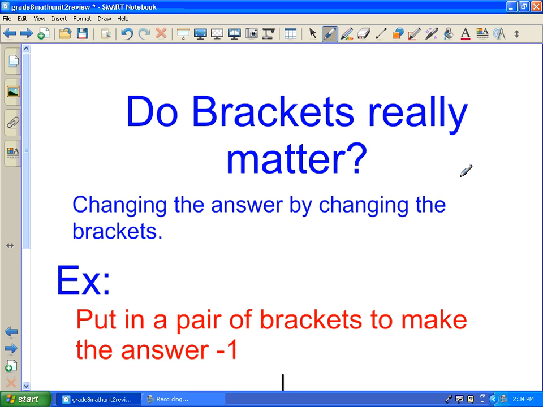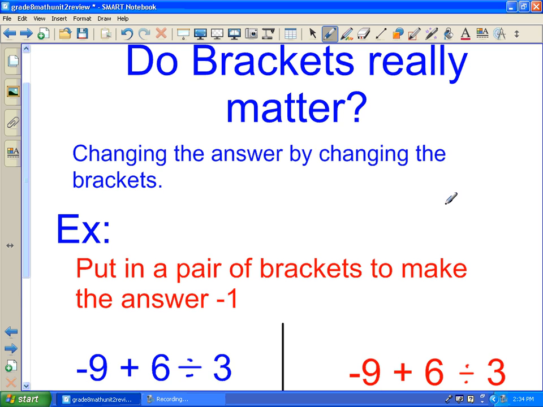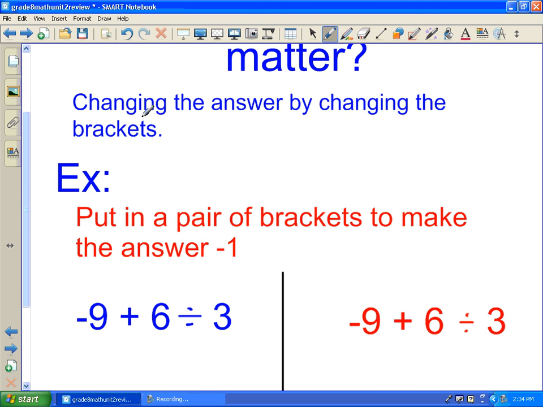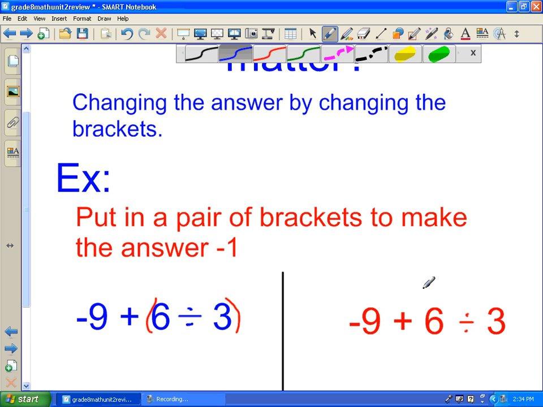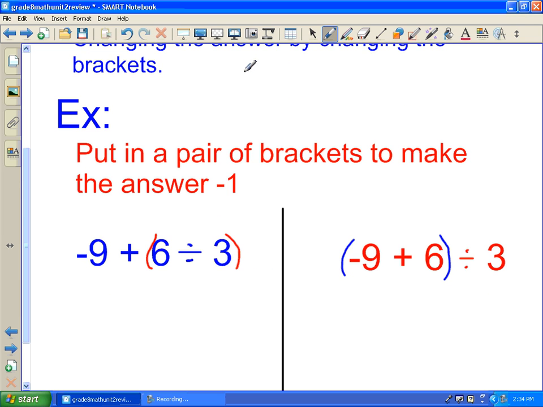Now, do brackets really matter when you are working on problems? Well, let's look at it this way. We can change the answer by changing the brackets. So let's put a pair of brackets to make the answer negative 1. In this problem, we can either put our brackets there, or the only other place to put the brackets in the problem would be right here. Now let's work out both.